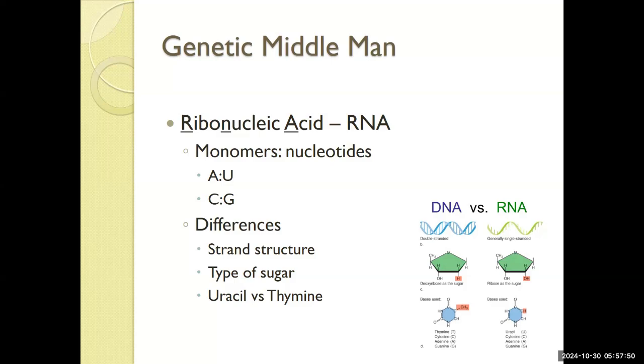DNA has a deoxygenated ribose, and RNA has an oxygenated ribose. Also, the strands. DNA is naturally double-stranded, while RNA is single-stranded. Be aware of these key differences.